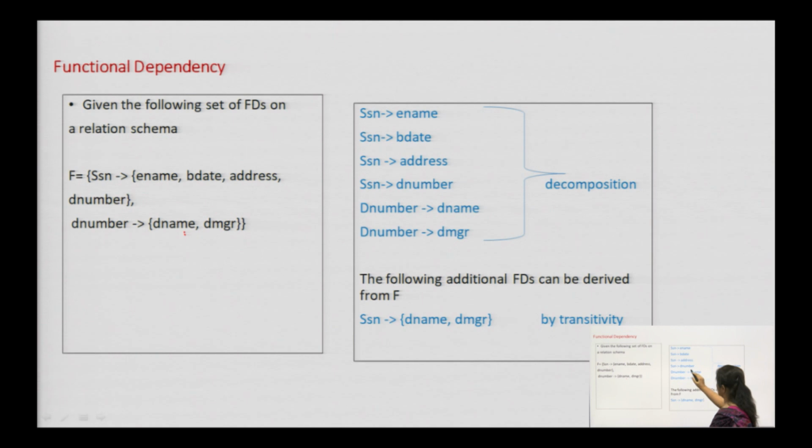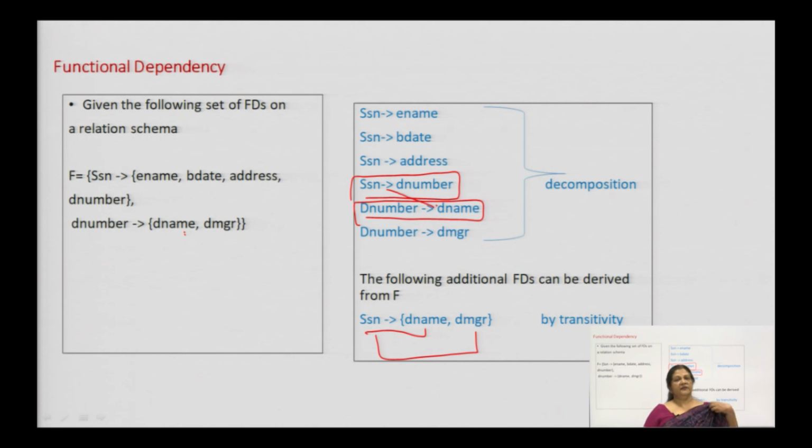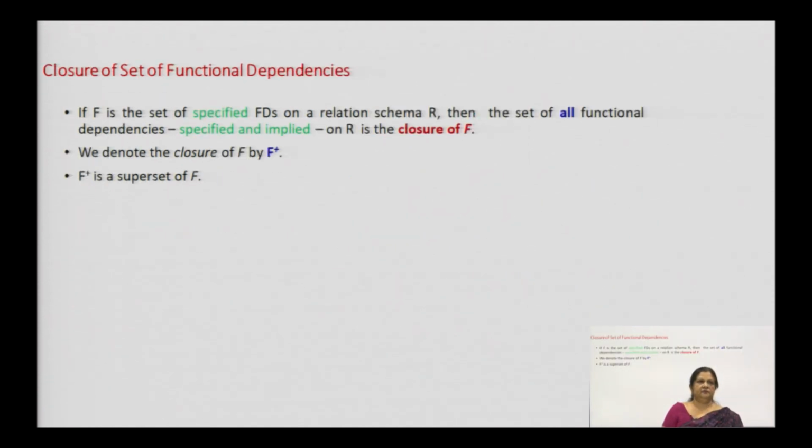Now, we have SSN determines dnumber, and dnumber determines dname. So, from transitivity we can say that SSN determines dname. In a similar manner, SSN also determines dmanager. So, from transitivity, the functional dependencies SSN to dname and SSN to dmanager can be derived from the given set of functional dependencies.